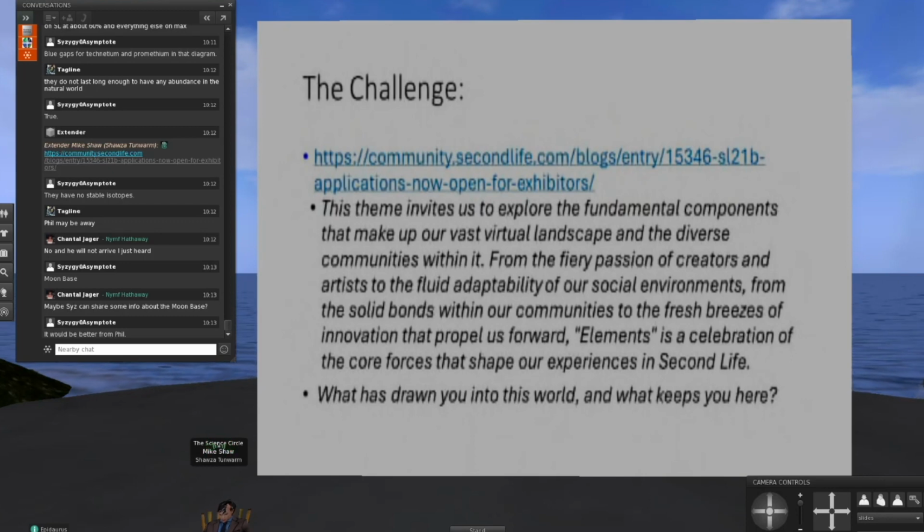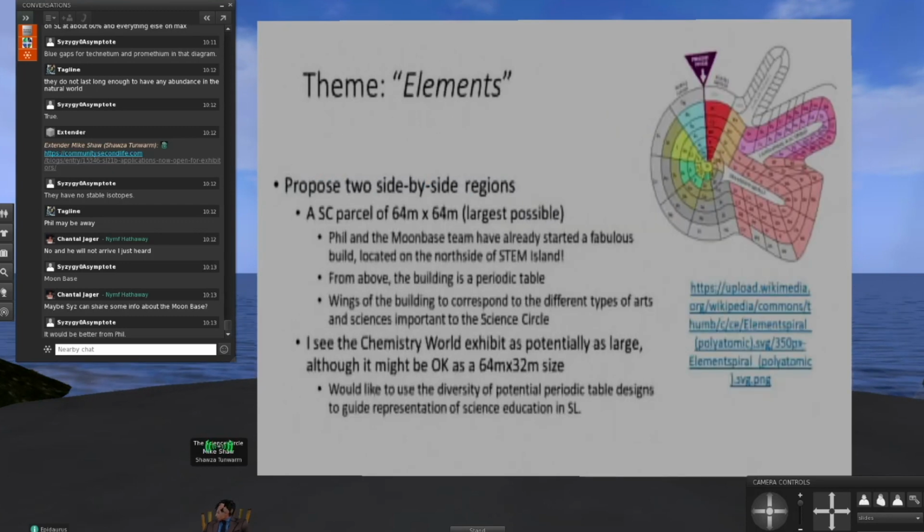Let me keep going on this. We contacted Midori Linden for some advice on how to proceed. We were going to have two side-by-side regions. There would be hopefully a 64 by 64 meter region for Science Circle and one as large for Chemistry World, side by side so we could work together and have kind of a larger presence in this.